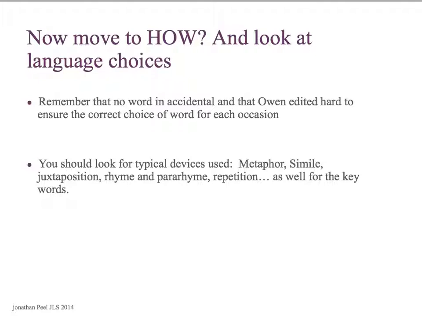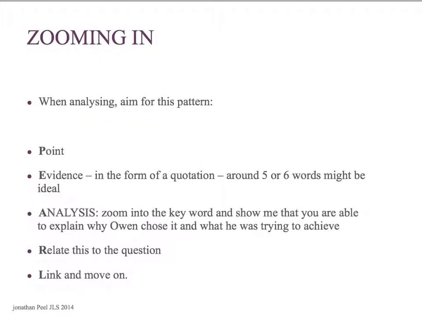So the next step is the idea of how Owen creates what he does and how we write about the choices he makes. To do this, I need you to think about zooming in when you're analysing. Some of you use P, some PQE, some PEARL, some of you do whatever you do when you're writing essays. I like PEARL, I think it works. The A and the R, if you're not familiar with it, essentially represent the second E of PEE, or the E of PQE. And I think this is a pattern that's worth aiming for.